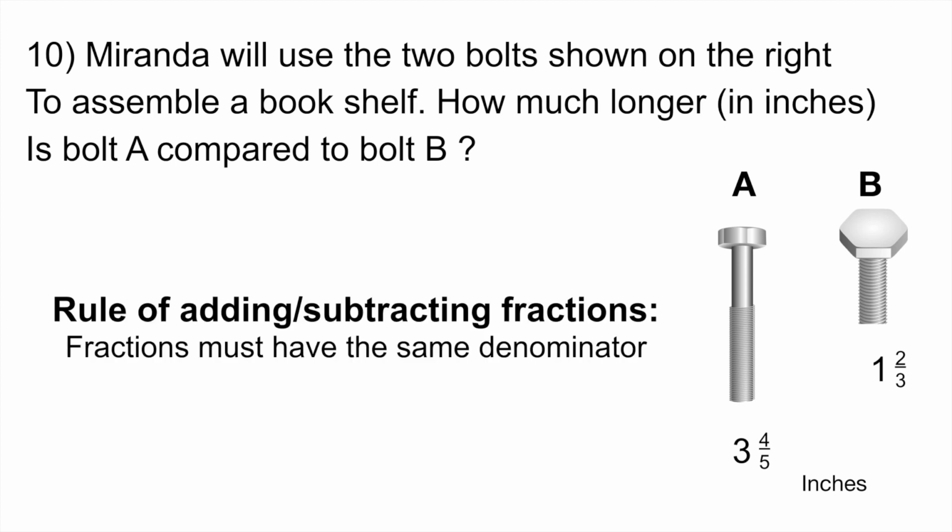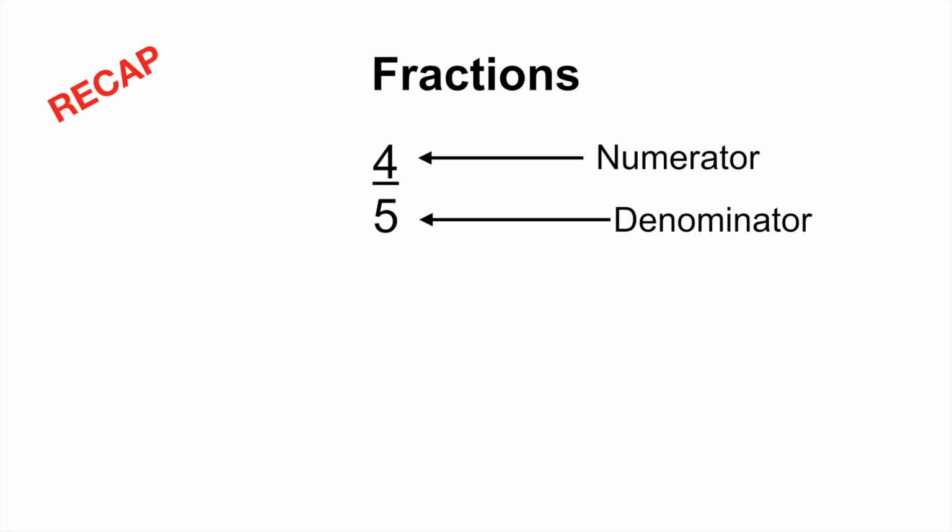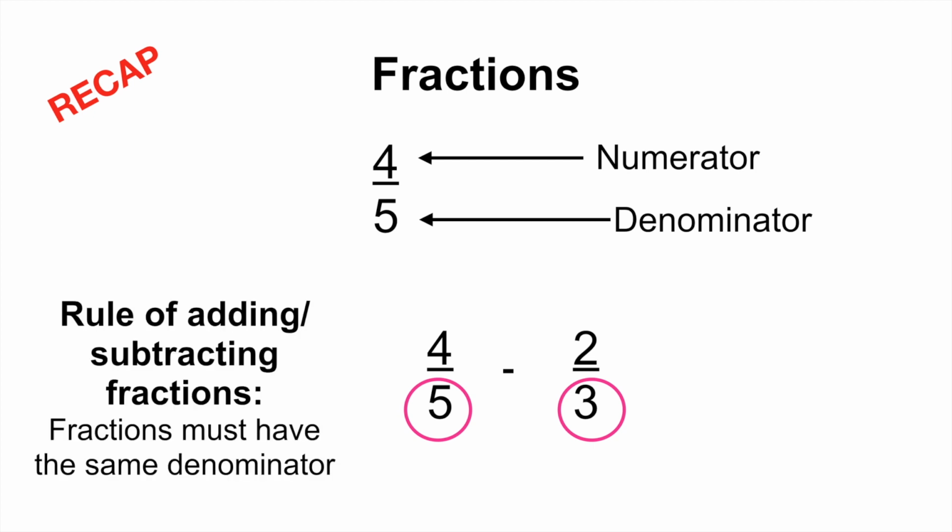So let's remind ourselves a little bit about fractions. If you remember, the rule of fractions is that whenever you add or subtract a fraction, the fractions must have the same denominator. Quick reminder of what a denominator is. When you have a fraction, the top number is known as your numerator, the bottom number is known as your denominator. So as we said, whenever you subtract or add fractions, the denominators have to be the same. That is the rule.